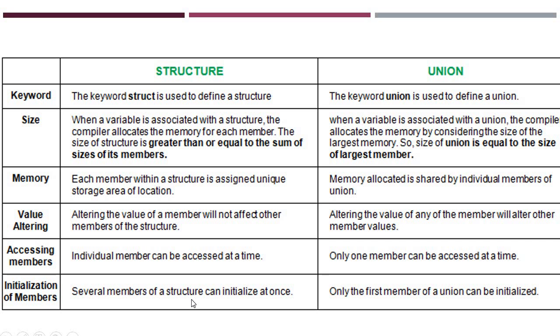Several members of a structure can be initialized at once, as we have individual allocations. But in case of union, only the first member of the union can be initialized; others cannot be.